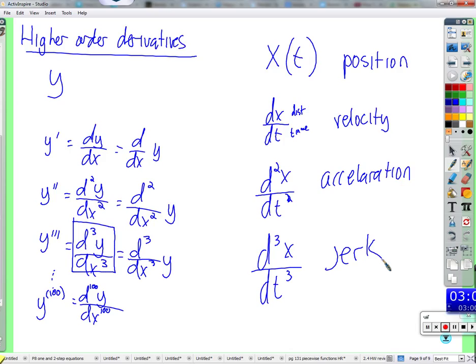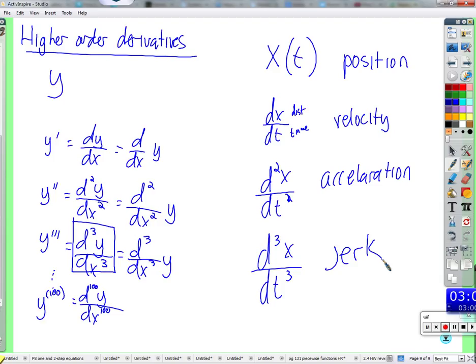If I'm accelerating at this steady pace, I'm gaining 5 miles an hour per hour. Every hour I'm increasing my speed by 5 miles per hour. That's what acceleration is. If I change that and I start speeding up more, then I get this kind of jerkiness.